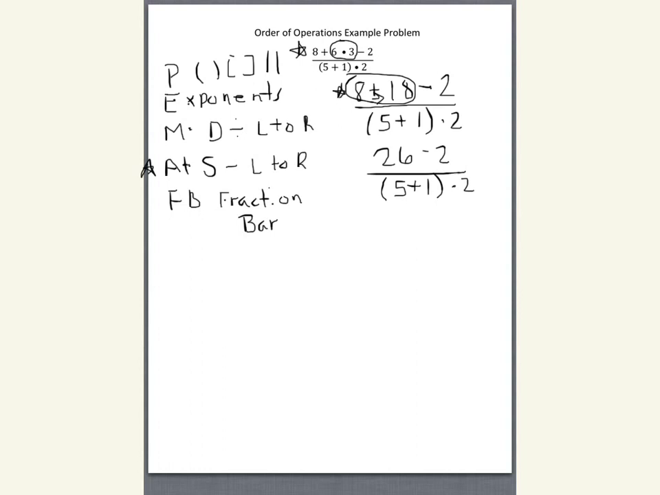Okay, so then I take a look at the top of my problem again and I say, no, I do not have a single number up there. So once again, I have to finish off the top of my problem. The only thing left is 26 minus 2. So I go ahead and do the subtraction, and I get 24 all over, can't lose my fraction bar, in parentheses, 5 plus 1 times 2. Okay, so yay us, we have got the top of that fraction down to a single whole number. So we are ready to move to the bottom.